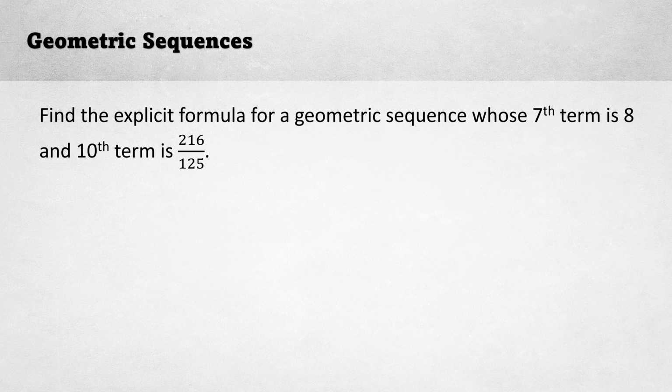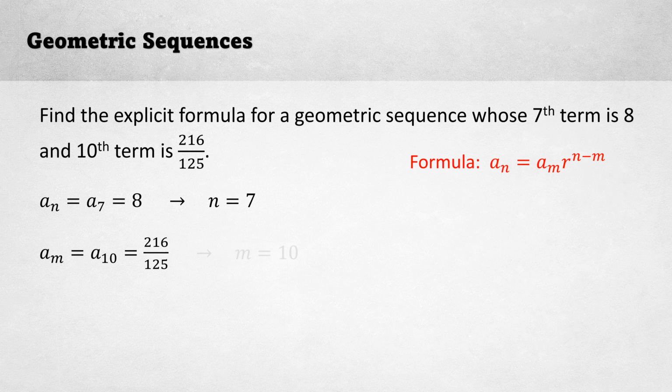In this example, we're given the 7th and the 10th term of a geometric sequence, and we're asked to find the explicit formula for it. We know the formula for the geometric sequence. Let a sub n be the 7th term where n is 7, and a sub m be the 10th term where m is 10. Then we get 8 equal to 216/125 times r to the 7 minus 10.